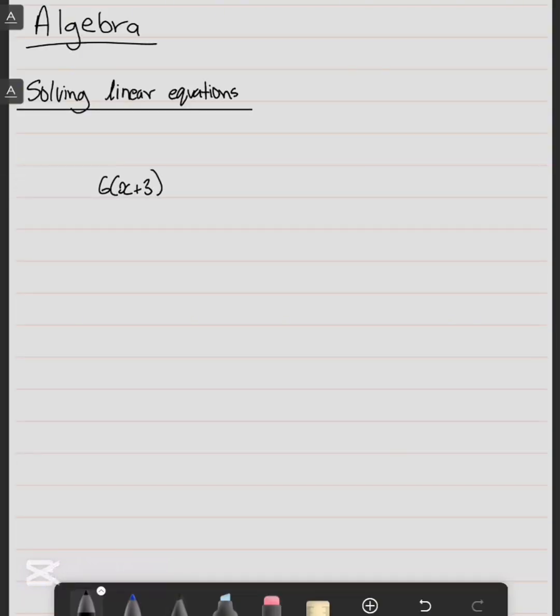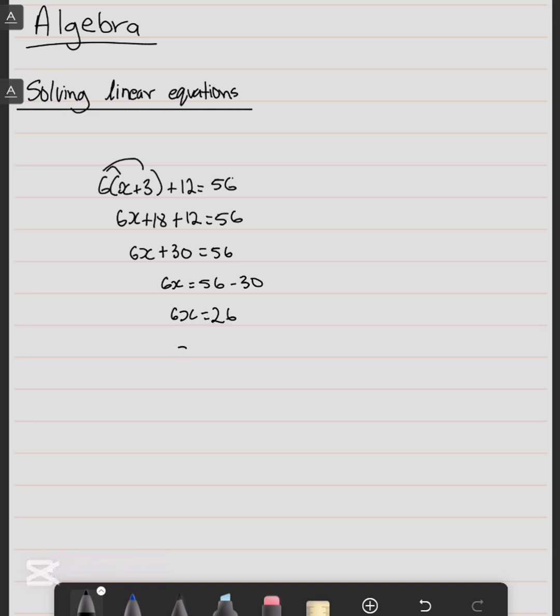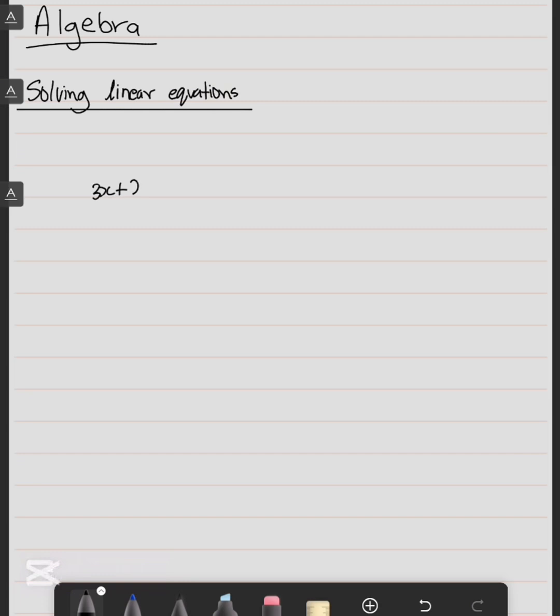Let's try a similar question. We can see we have a bracket, so the first thing we do is expand the bracket using our crab claw method, and we get 6x plus 18 plus 12 equals 56. Now what you do here is you just add the terms on the left so you have whole numbers, and you get 30, and then you move that to the other side and flip the sign, and you get 6x equals 26. You then divide the 6, and you get 26 divided by 6, and we can simplify that to 13 over 3.